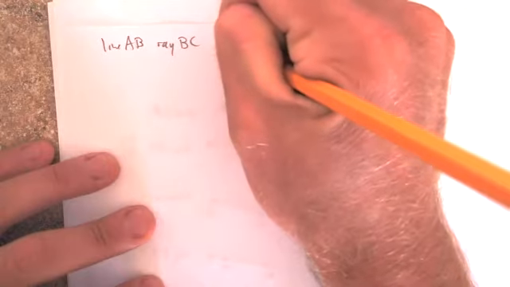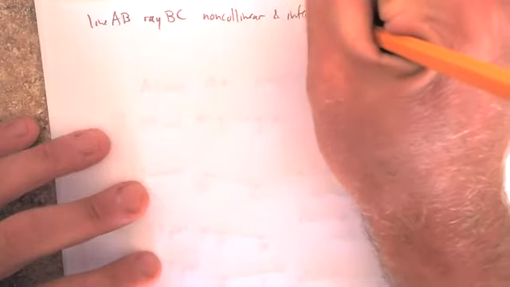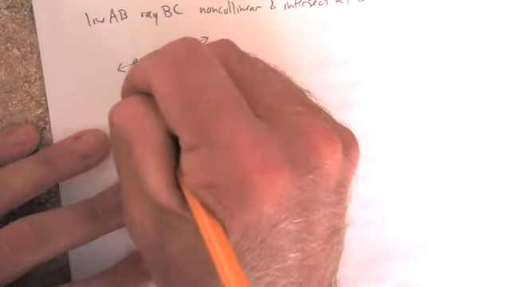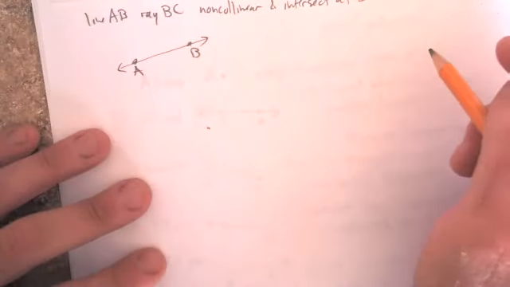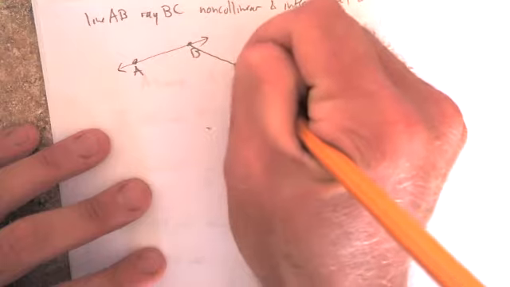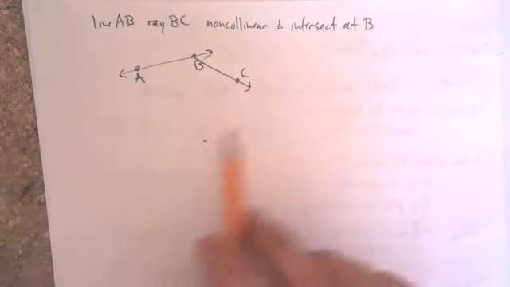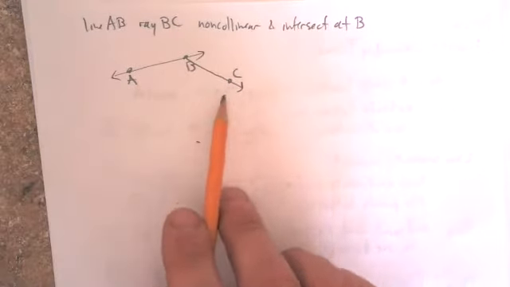We'll look at sketching line AB and ray BC that are non-collinear and intersect at B. So just take your time on these, and if you screw them up, you just have to erase them and do them over. The key here is they have to be non-collinear. So right there. Okay, line AB, ray BC, non-collinear, meaning their 3 points are not in a line.